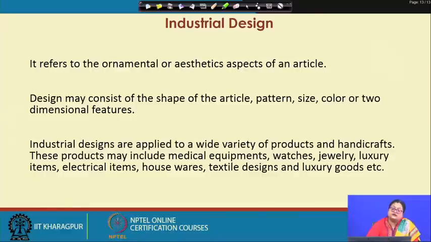Next, we will talk about industrial design. Industrial design talks of the ornamental or aesthetic aspect of an article. The design may consist of the shape of the article, pattern, size, color or two-dimensional features. Industrial designs are applied to a wide variety of products and handicrafts. These products may include medical equipments, watches, luxury items, jewelry, electrical items, housewares, textile design, luxury goods, etc. So, industrial design focuses mainly on the ornamental or aesthetic aspect of an article.